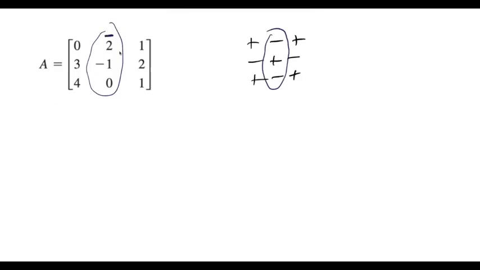This is going to be minus, plus, minus. First one's going to be -2. And then we're going to cancel out its row and column. It's going to circle that one, cancel out that row and column. We're just left with 3, 2, 4, 1.